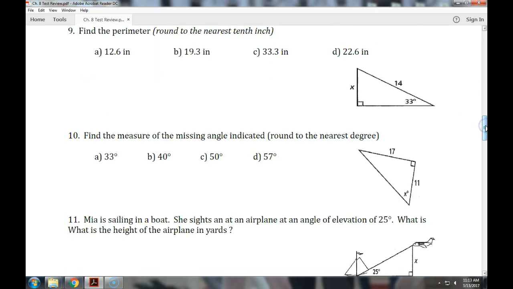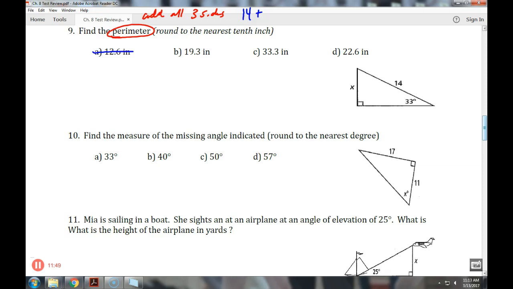All right, number 9, find the perimeter. So the perimeter, remember, is I have to find all 3 sides. So I have to add all three sides. And they give me one of the sides. One of the sides is 14. So when I add up all three sides, the first one I already have. I just need to find the other two. So right away I know the answer can't be A, because that can't be all the sides added together because it's smaller than one of them. So let's go ahead and let's find X.